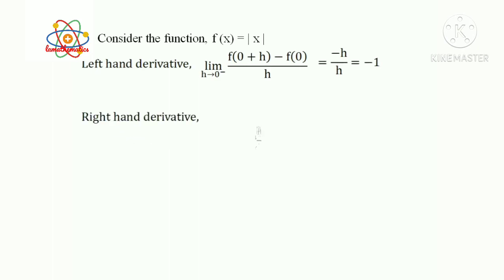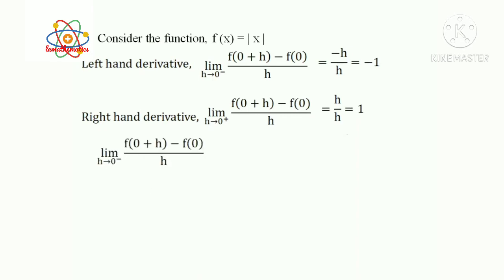Left hand derivative: limit h tends to 0 minus of [f(0 + h) − f(0)]/h, by the definition of derivative, equals −h/h, which equals −1. Right hand derivative: limit h tends to 0 plus of [f(0 + h) − f(0)]/h equals h/h, which equals 1.